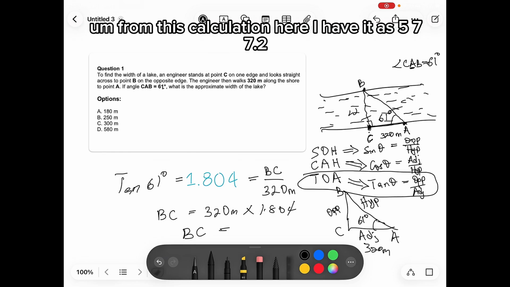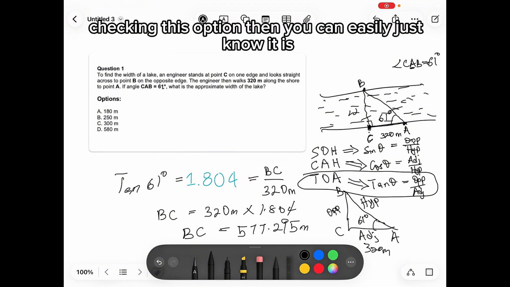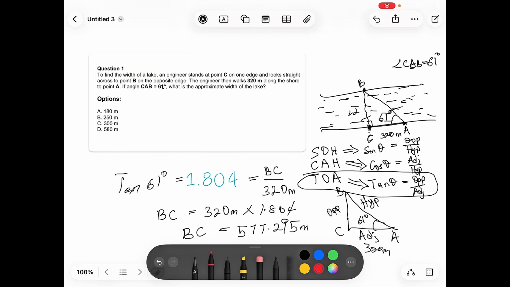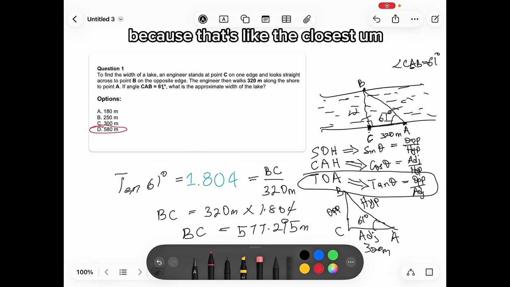And so your BC is what? From this calculation here, I have it as 577.295 meters. So checking the options, you can easily know it is D that you're going to pick as your answer, because that's the closest. If you're rounding this up, you're going to get 580 meters.